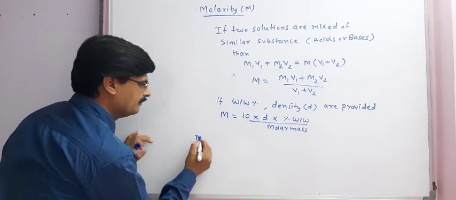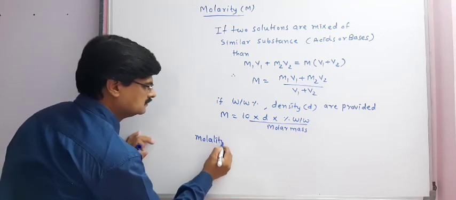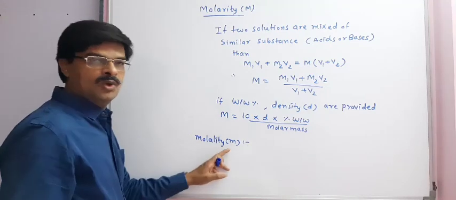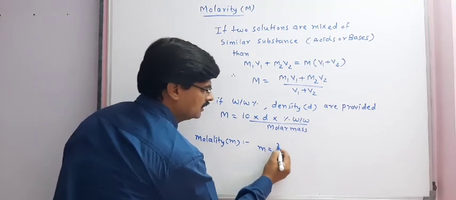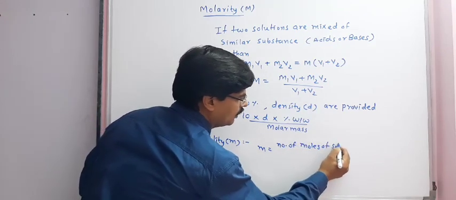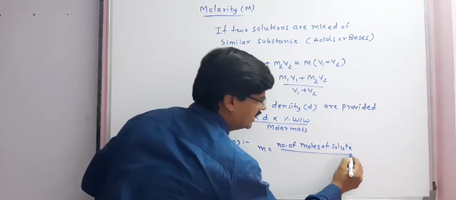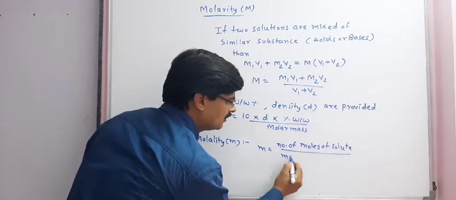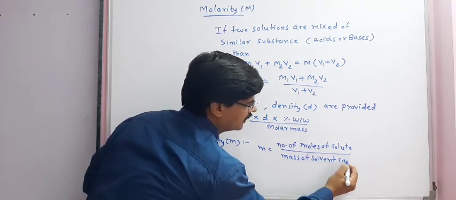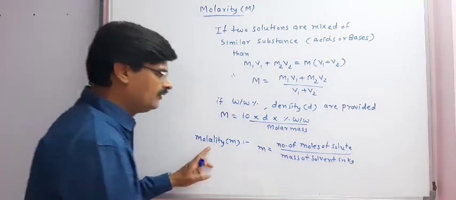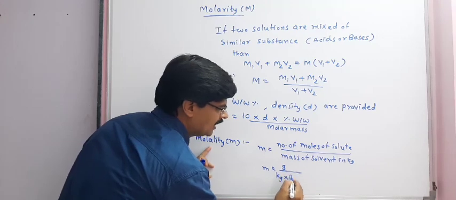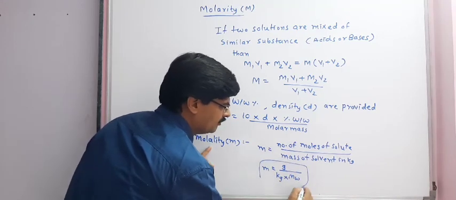Now molality. Molality is small m. Molality is equal to number of moles of solute divided by mass of solvent in kilogram. Or we can write molality is equal to gram per kilogram into molecular weight or molecular mass.